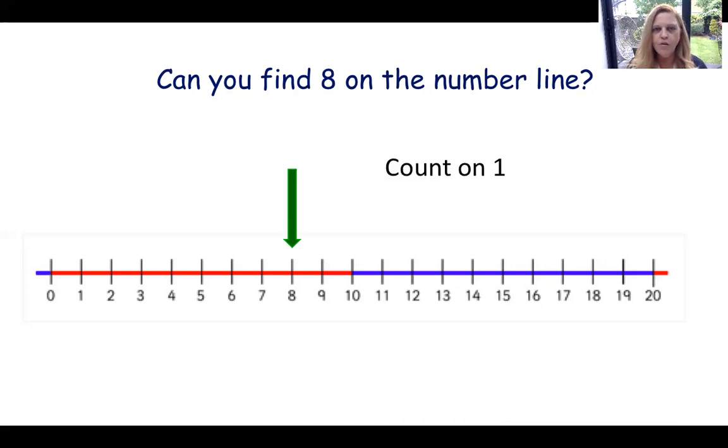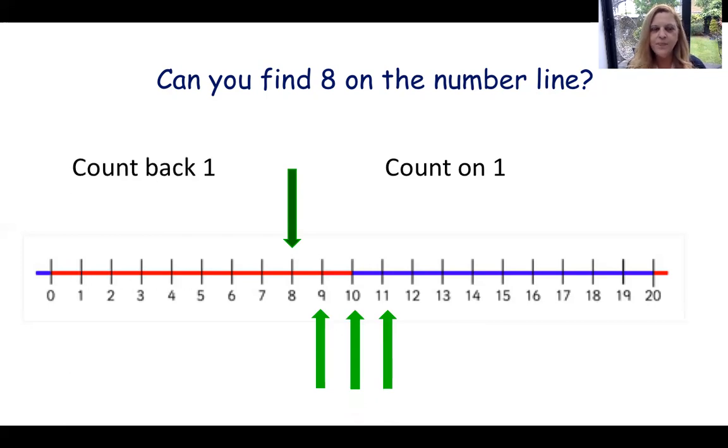Count on 1. So you need one more than 8. So if you have 8, one more would be 9. And there is number 9. Count on one more from number 9. So if you've got 9, one more would be 10. Let's see if that's right. 10. And one more than 10 would be 11.